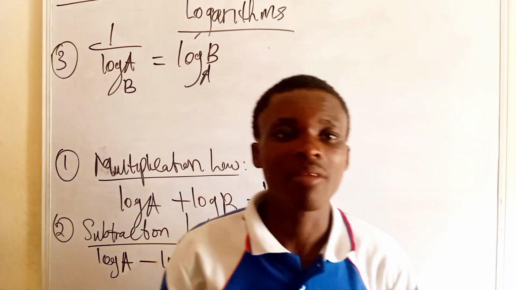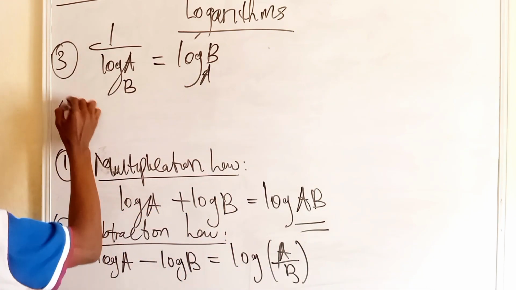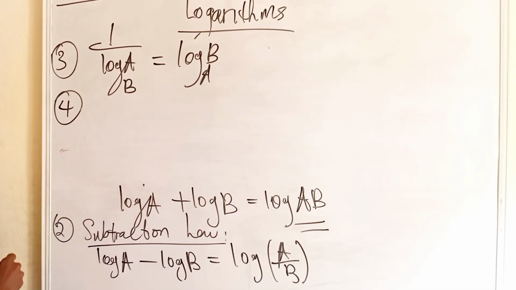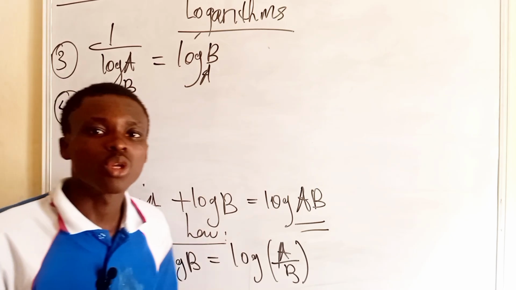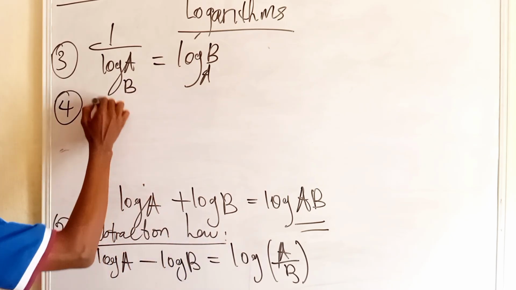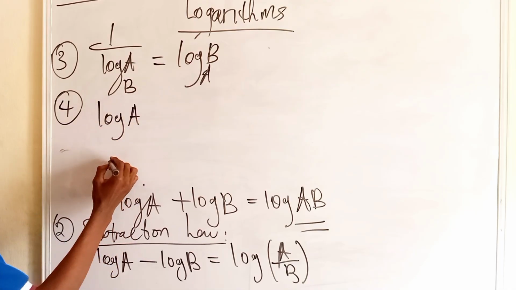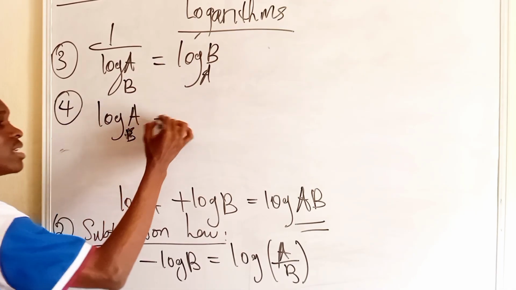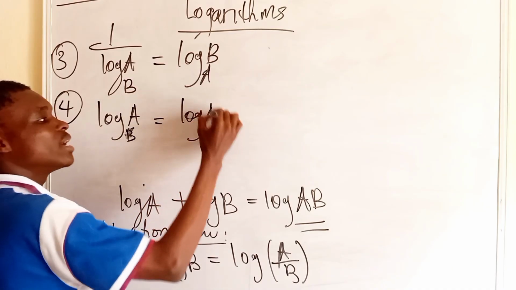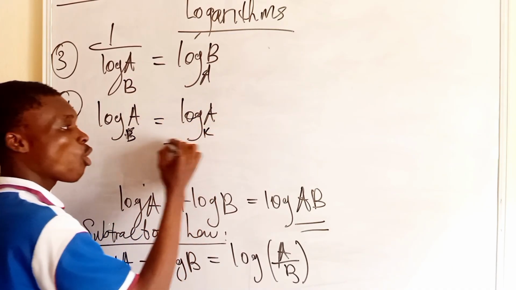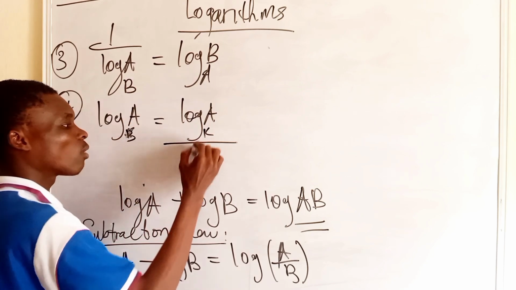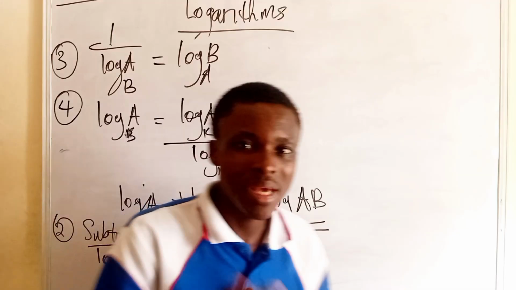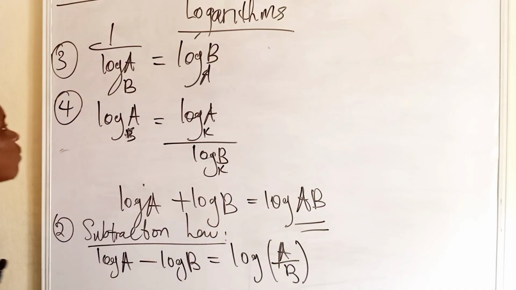All right, so the next one we have is the change of base law. Number 4, we have the change of base law. Now, what does the change of base law state? If we have a log in this form, log A base B, this equals log A base K all over log B base K. That is, you're making the base now the same. All right, this is a law.